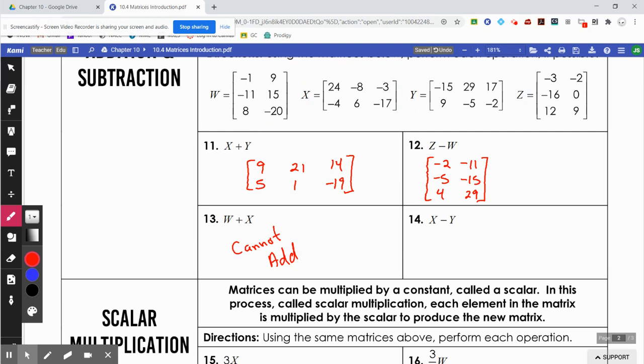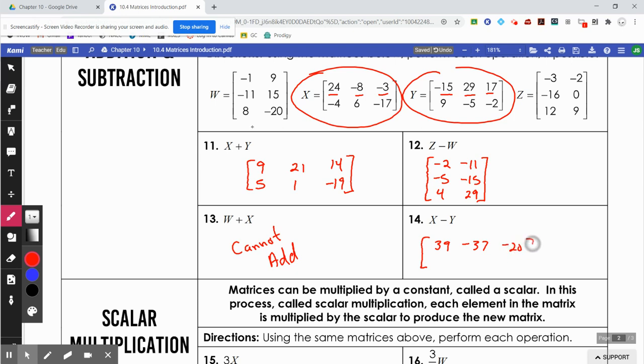And then number 14, X minus Y. Here's X. We're going to subtract Y. That's a 2 by 3 minus a 2 by 3. So X minus Y will be 24 minus negative 15, which is 39. Negative 8 minus 29, which is a negative 37. Negative 3 minus 17 is a negative 20. And then continue on, do the same thing for the next 3, and here's what you get.